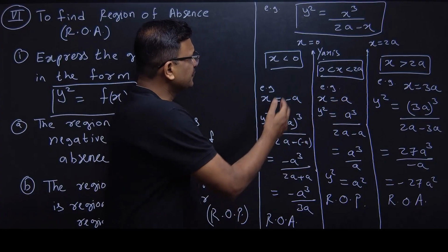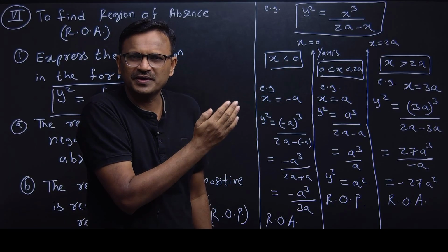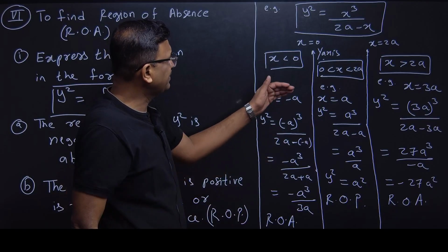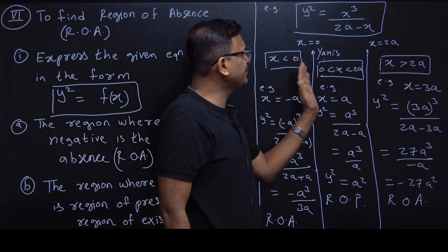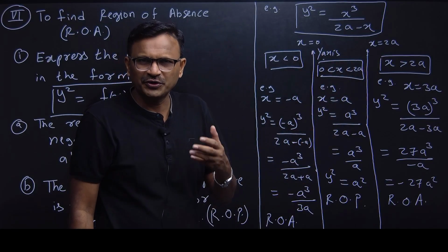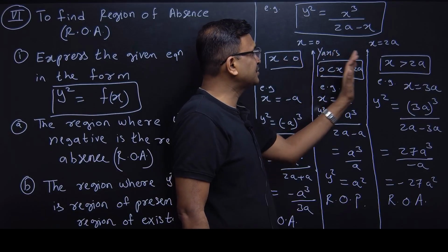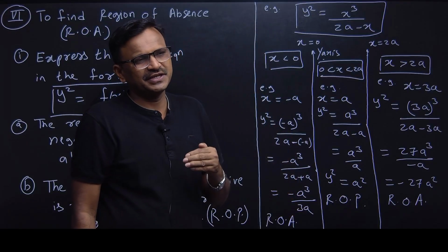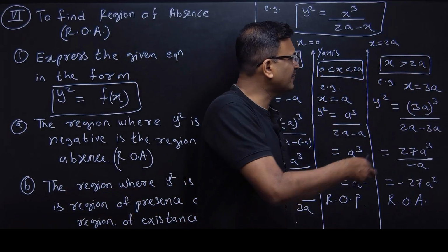Which three parts? The first part is x less than 0. x less than 0 means x is a negative value, like minus a, minus 2a, minus 3a, till minus infinity. Then the second region is between x is 0 and x is 2a, where x can be 0.1a, 0.2a, 0.5a, 1.5a, 1.9a, etc. And the third region is x more than 2a, where x can be 3a, 4a, 5a, 7a, up to infinity.